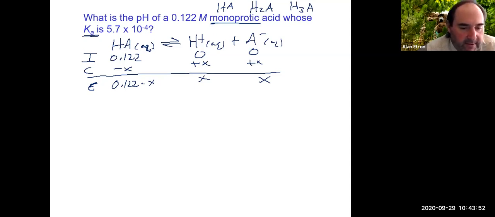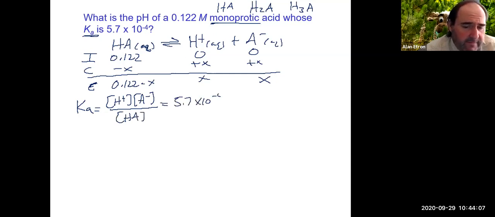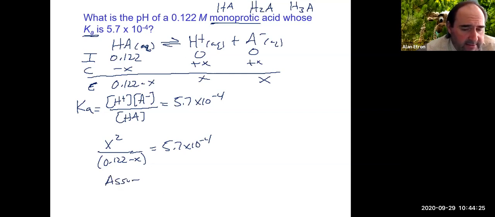Just like before, we also want to write our Ka expression, which would be our products, H plus times A minus, divided by HA. This would equal our value of 5.7 times 10 to the minus 4. We then put in our equilibrium line. That gives us x squared over 0.122 minus x equals 5.7 times 10 to the minus 4. We can assume x is equal to 0, and that gets us x squared divided by 0.122 equals 5.7 times 10 to the minus 4.